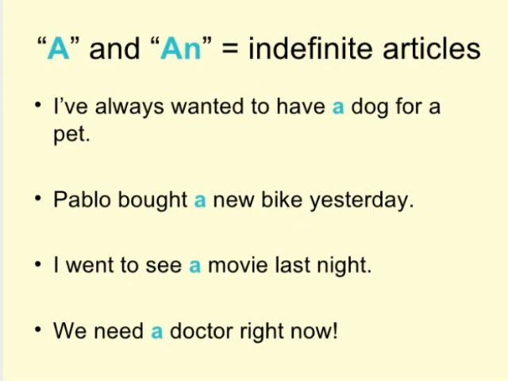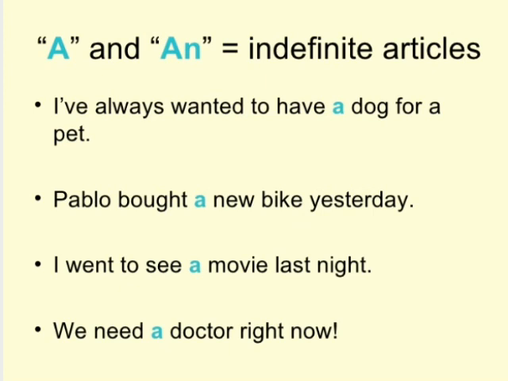It says, I've always wanted to have a dog for a pet. Pablo bought a new bike yesterday. I went to see a movie last night. We need a doctor right now. Why are these indefinite articles? Well, because we are not talking about specific nouns in this case.